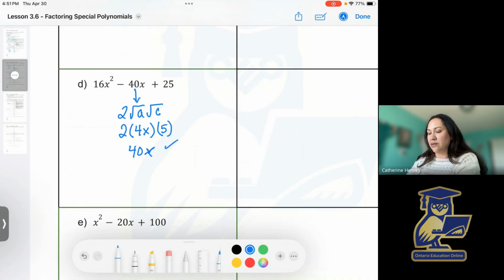So that checks out. And now that it works out, we write our square root of 16x squared, which will be 4x. And we take the sign from the middle term, which is a negative. And then we take the square root of our last term, which is 5. And we square that.